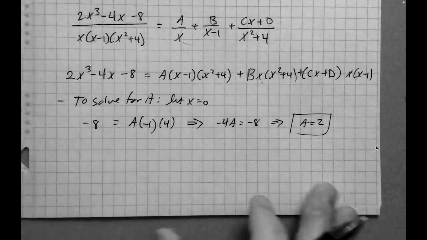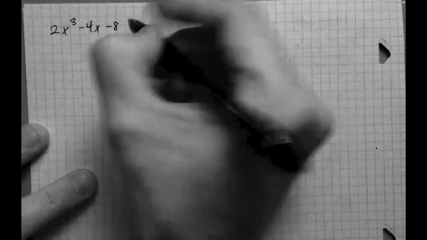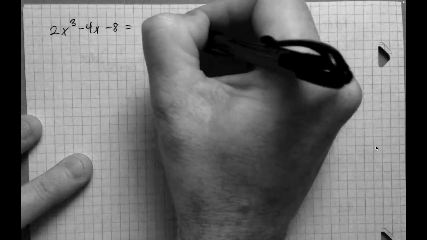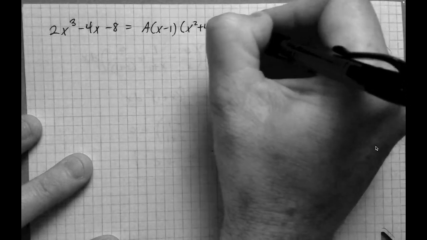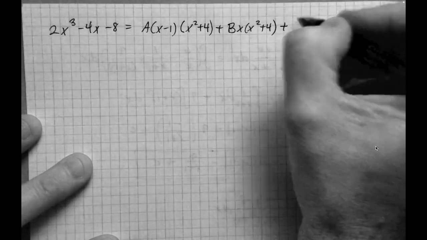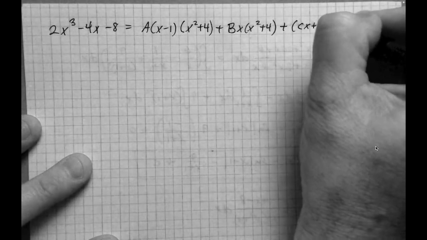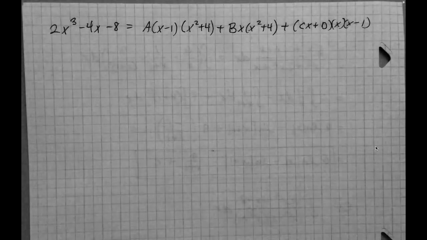Okay, let's flip over and we'll try to find b. Let me rewrite the expression here. So I've got 2x cubed minus 4x minus 8 equals a times x minus 1 times x squared plus 4, plus bx times x squared plus 4, plus cx plus d times x minus 1. Okay, all right, just rewriting that same thing.